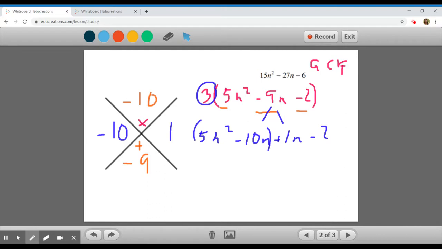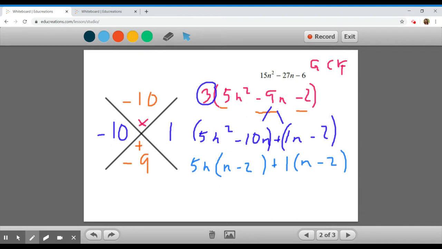If I look at the first half of the problem and the second half of the problem, I'm looking for GCFs. So for my next step, my GCF in the first binomial is 5n. I'll factor that out, and I'm looking at n minus 2. For 1n and -2, there's not really a GCF, so we're always going to factor out 1, which can be a tough step to remember.